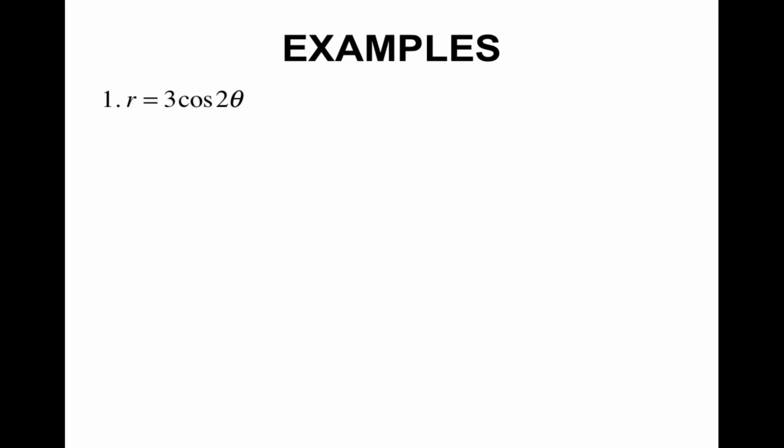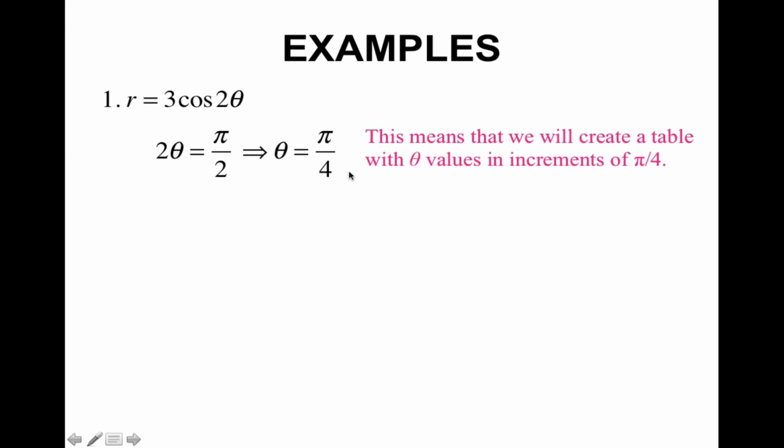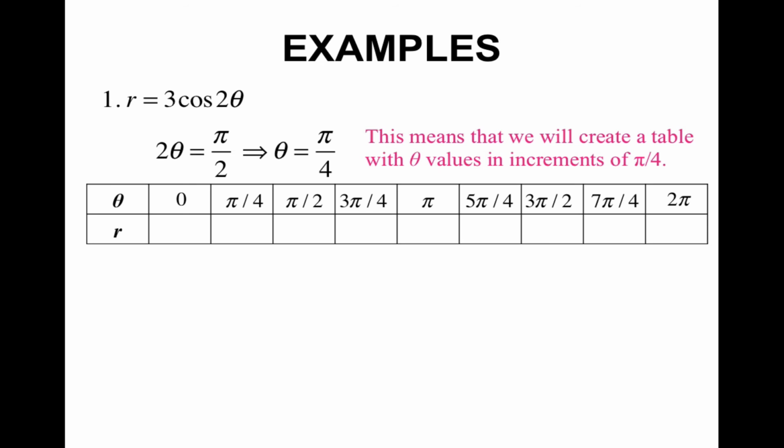So first thing is I'm going to set the argument equal to pi over 2. Well, my argument is 2 theta, so I'm going to solve for theta. So I get theta equals pi over 4. So this means that we will create a table with theta values in increments of pi over 4. So when I set up my table, I'm going to go from 0 to 2 pi, and I'm going to evaluate at every pi over 4.